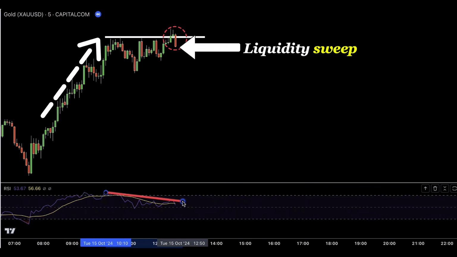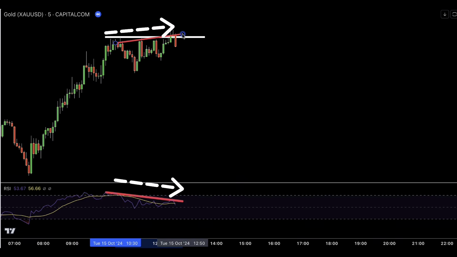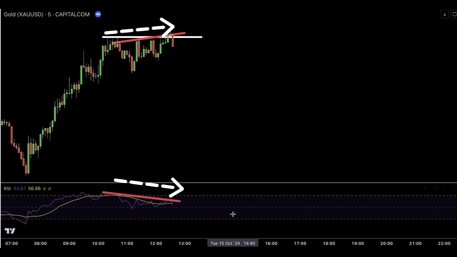While price has formed a higher high, the RSI has created a lower high. This is a clear bearish divergence, indicating that bullish momentum is weakening even though price temporarily moved higher. At this point, we have two strong reasons to consider a selling opportunity.